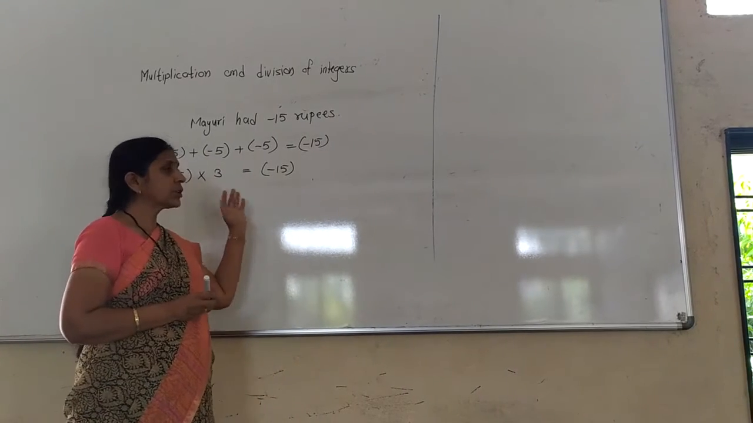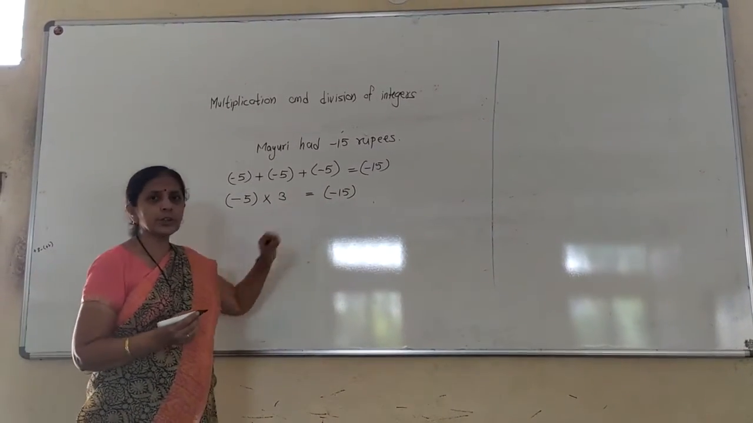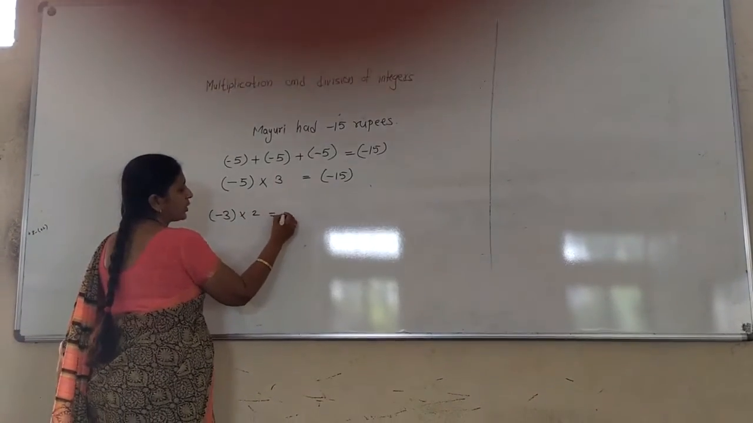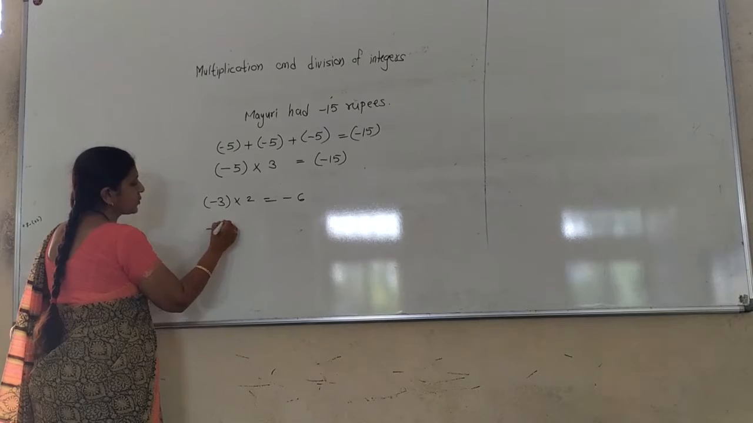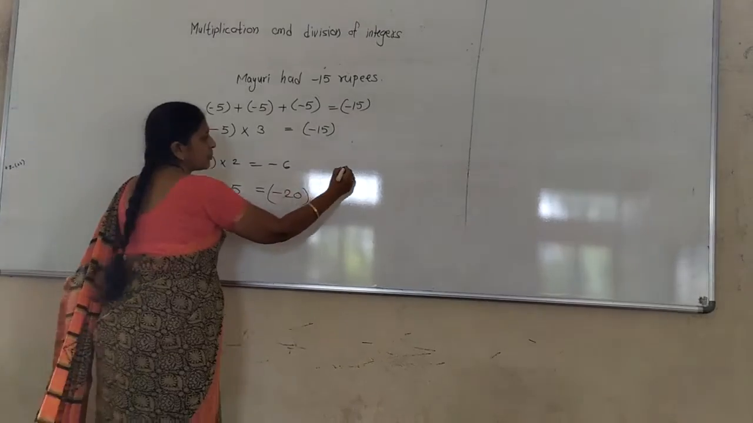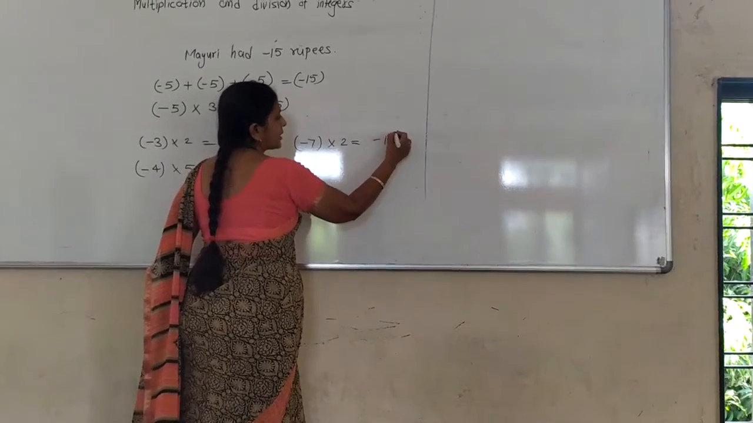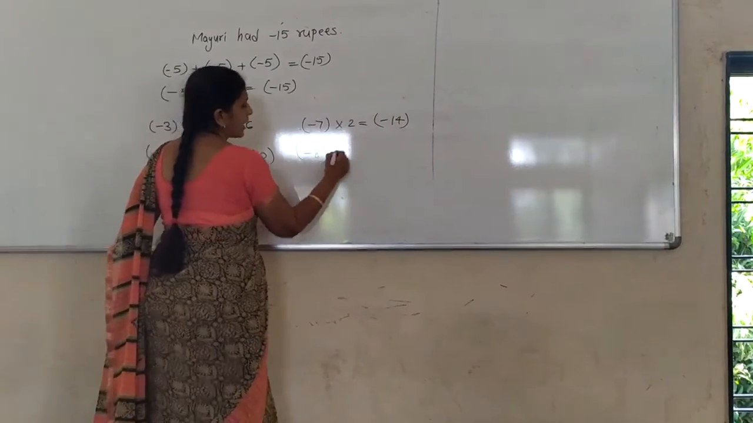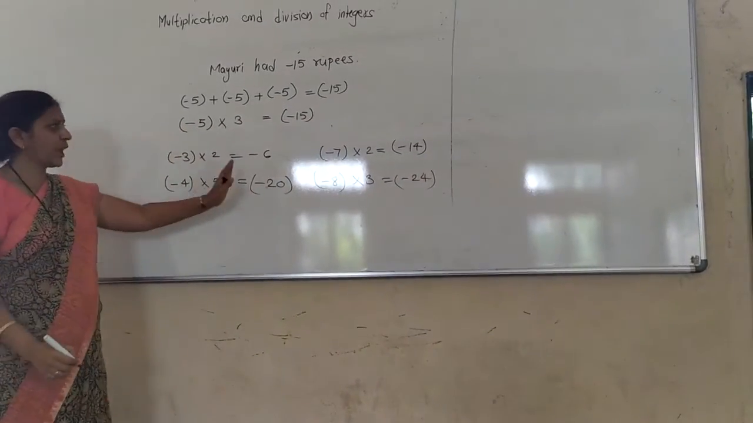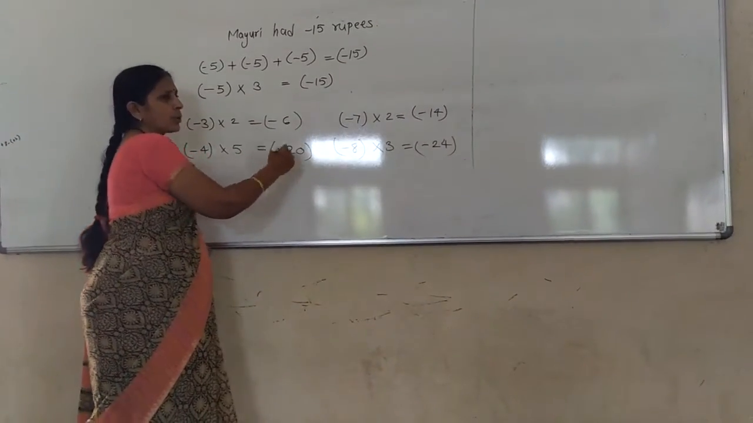For that, we have to use this rule only. Negative number multiplied by positive number, you get a negative product. So if you multiply minus 3 by 2, you will get minus 6. If you multiply minus 4 by 5, 4 fives are 20, you will get minus 20. Minus 7 multiplied by 2 gives minus 14. Then minus 8 multiplied by 3, you will get minus 24. So these products show that multiplication of a negative number with a positive number gives a negative product.